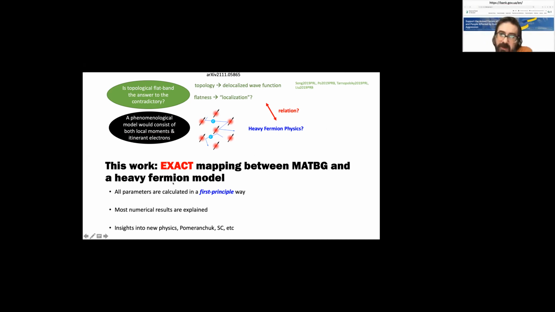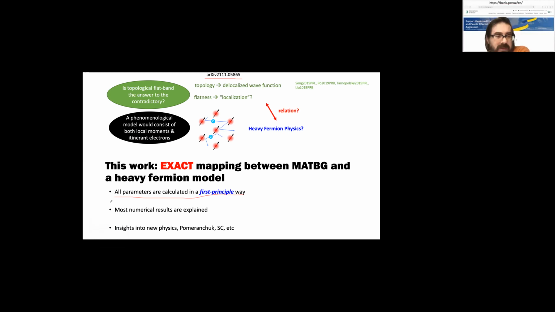And I would argue that even on more general grounds, there are mappings between these types of flat band models and heavy fermion models. And these heavy fermion models are actually a little bit special in the sense that they're topological heavy fermion models, in the sense that the conduction electrons actually form a topological semi-metal. All the parameters in this model in the original paper were calculated in a first principle way by doing numerics. Now we can actually compute them analytically. I'll show some results, unpublished results.